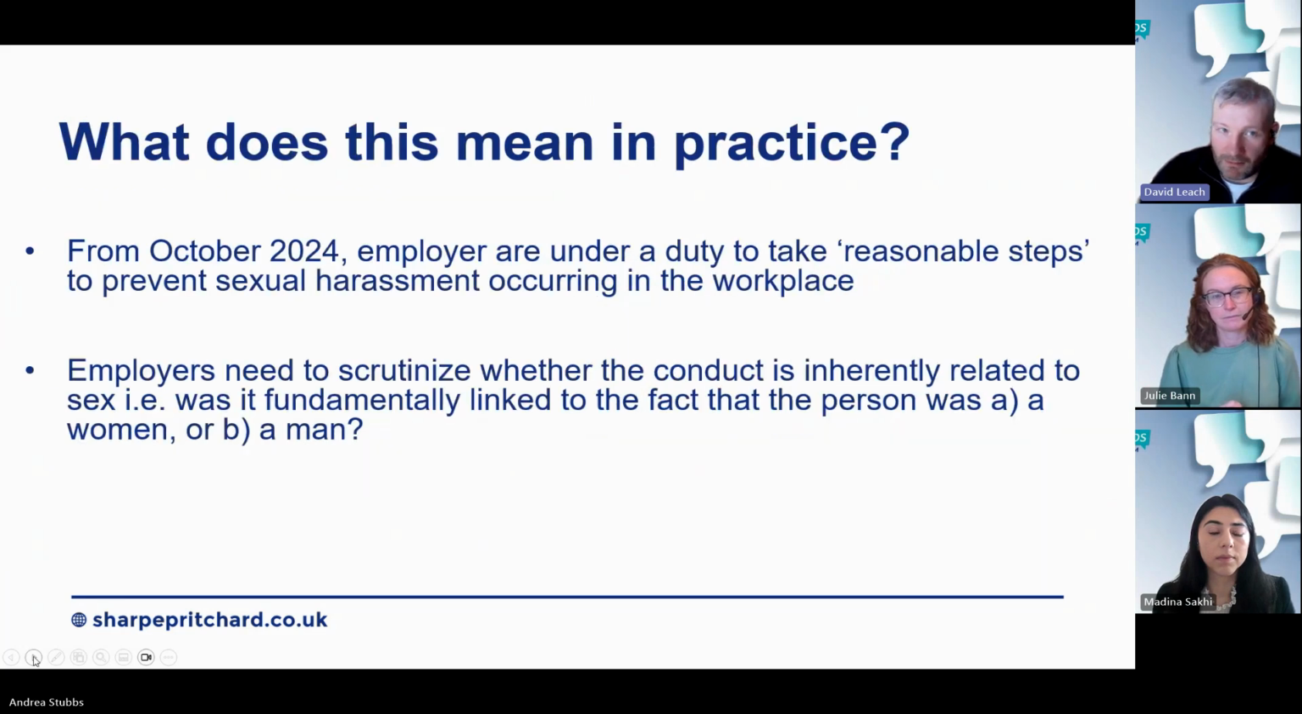So like I said, all reasonable steps came in October last year. Like Julie said, it's going to expand sexual harassment. They're even looking at it in the Employment Rights Bill, they want to make it so that individuals off the street can sexually harass employees and workers. It's going to get a lot harder for employers to control these sorts of things. So be very, very aware. But still, you need that fundamental link. It's not just a free for all claim.